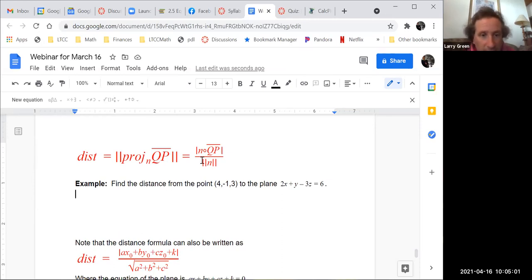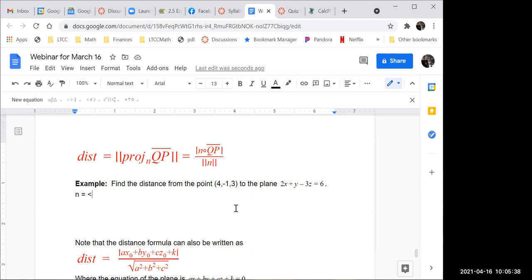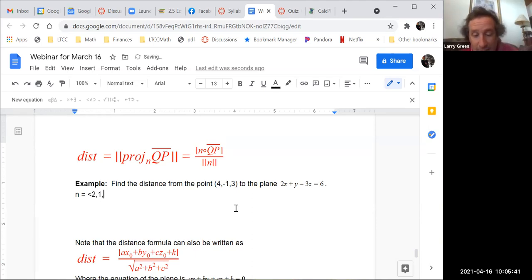Okay, so find the distance from the point 4, negative 1, 3 to the plane 2x plus y minus 3z equals 6. All right, so the first thing is, what is n? The hint is it's very easy. What is the normal vector to this plane? Would it be 2, 1, negative 3? Exactly. It's 2, 1, negative 3.